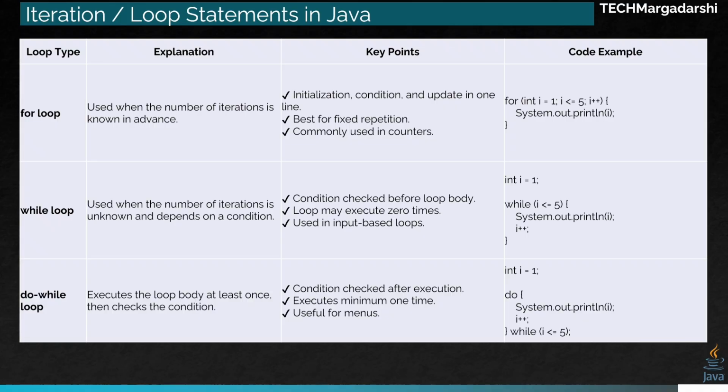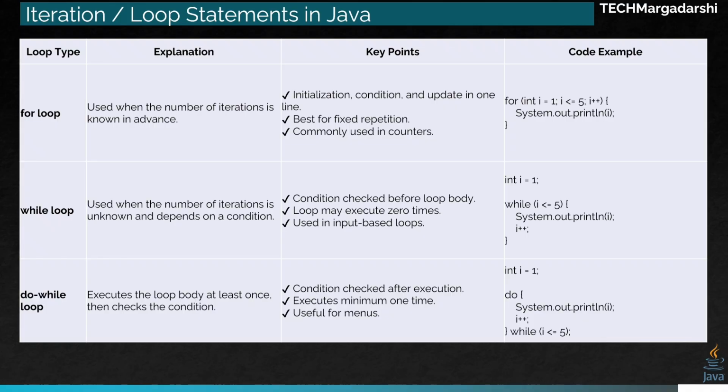Next is the while loop. The while loop is useful when the number of iterations is not known in advance and depends on a condition. Here, the condition is checked before executing the loop body, so the loop may run 0 times if the condition is false. It is often used in input based or condition driven scenarios.